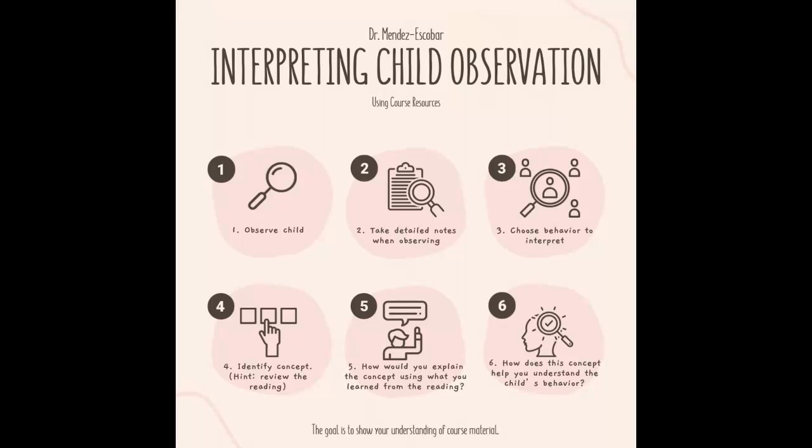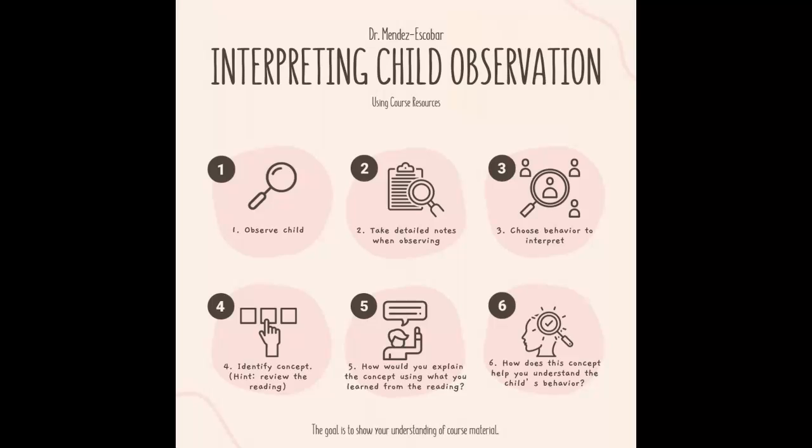Okay, so step 3 is you want to choose a behavior to interpret. Now, oftentimes when you're interpreting child observation, you're focusing on their development. However, in order to interpret anything in terms of observation, you're going to be focusing on behaviors. So you're going to choose a key behavior or one that you've identified for yourself. Okay, so choose a behavior to interpret.